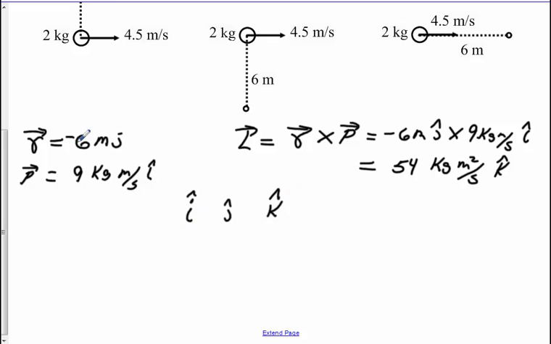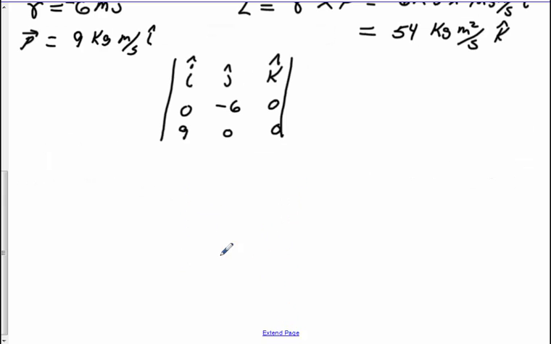Again, I put the R value in first. I have 0, I have -6, I have 0. On the P, I only have a 9 here, I have 0, and I have 0 here. Again, if I'm going to do the determinant of that, I'll start with the I hat. When I do I hat, I get -6 times 0 minus 0 times 0. That's going to give me a 0 there.